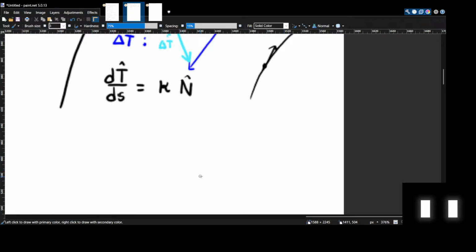On the other hand, if you have this thing that curves a lot, let's say for example like this, it curves a lot. So if you move from here, which has the tangential vector in this direction, and then you come over here, the tangential vector is in a completely different direction.